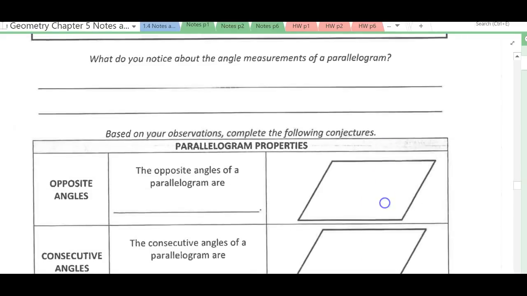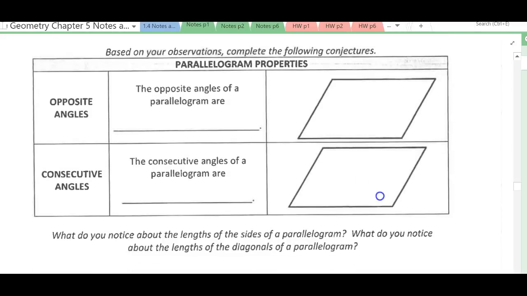Alright, so let's skip over to our properties here. So here's our first two parallelogram properties dealing with angles. So let's go ahead and mark our picture here. If we were to measure these with a protractor, we would see that this opposite pair are congruent and this opposite pair are also congruent. So opposite angles of a parallelogram are congruent.